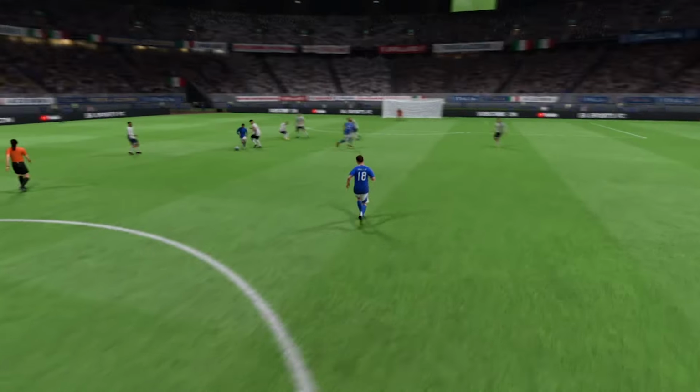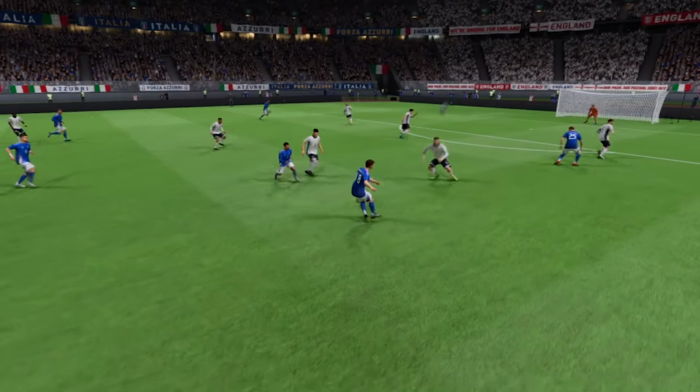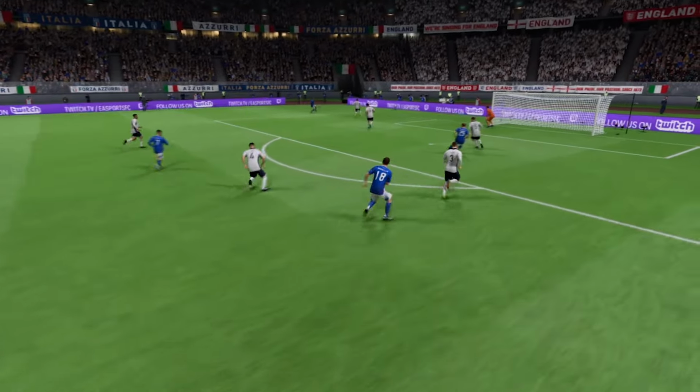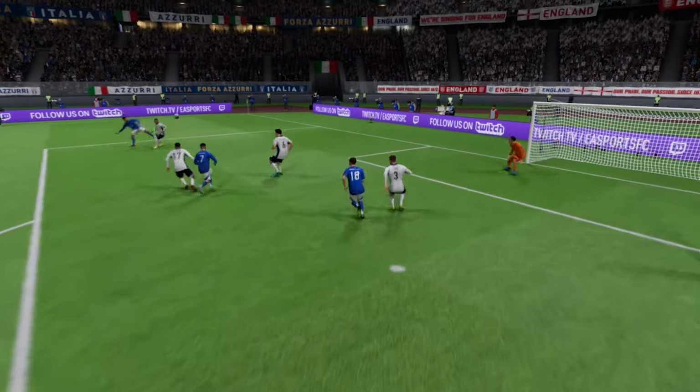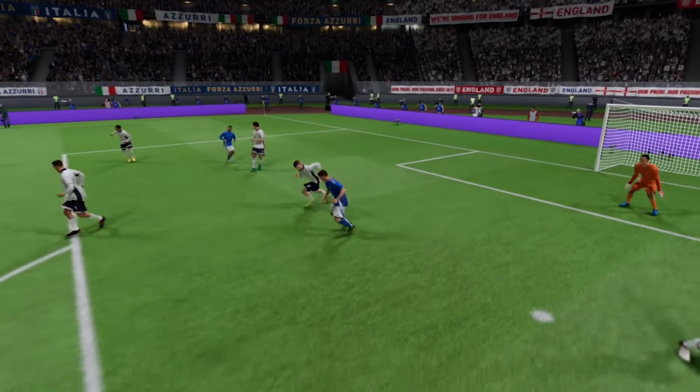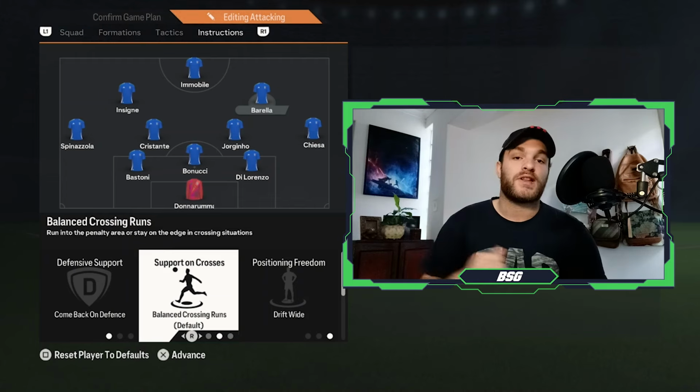The support on crosses will be set to maintaining a balanced role, looking for him to, on the odd occasion, break into the box, especially with it being set to 7, allowing for 3 to 4 players to be in and around the attacking zones. He will be one of those players making those runs into the box.